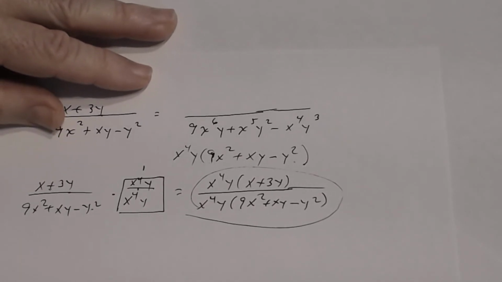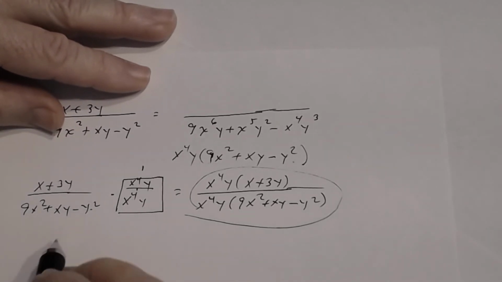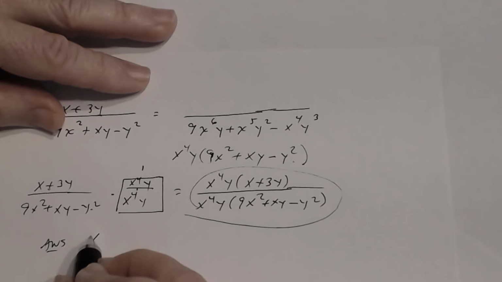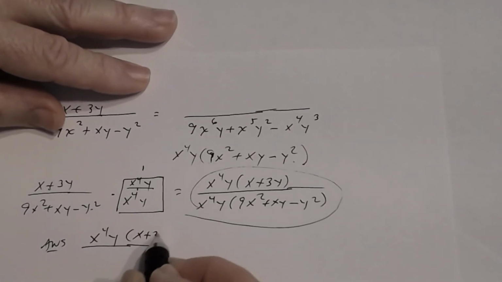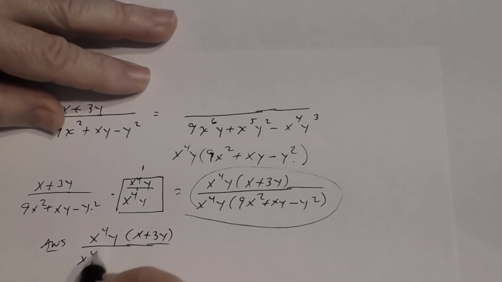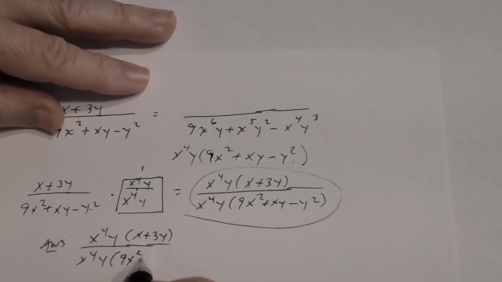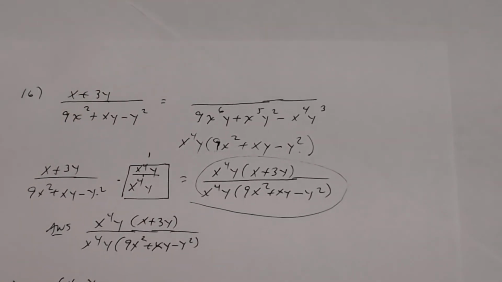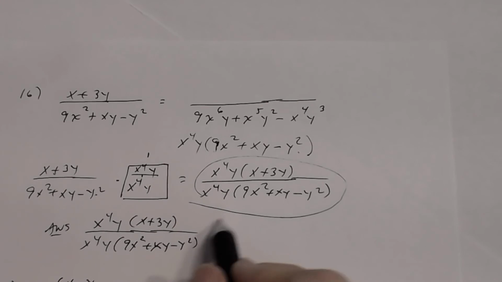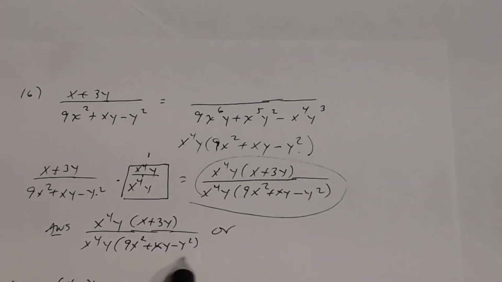So the answer would be this. X to the fourth y times x plus 3y divided by x to the fourth y times 9x squared plus xy minus y squared. Okay? Now, if you want to distribute, you can. You can distribute the numerator. Don't distribute the denominator. Leave the denominator in factored form.